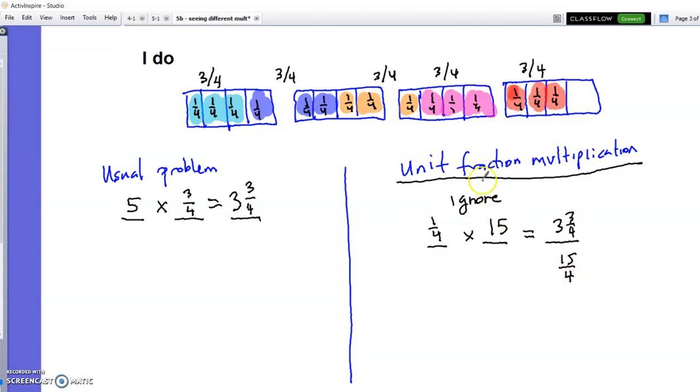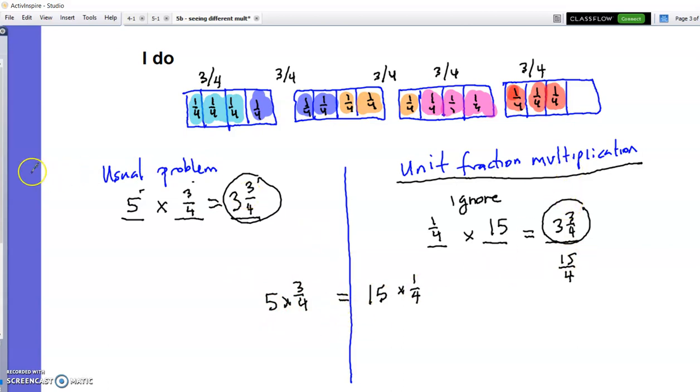Either one's okay. So I want you to be able to look at a model like this and say, okay, I can see how this would show me 3/4 times 5 with the colors. Or without the colors, it also shows me the same question of 1/4 times 15. And it shows me that those are the same. That's really what's cool about the model. It shows me that 5 times 3/4 is the same thing as 15 times 1/4. They're both going to give me the same thing, 3 3/4 or 15/4. It's two different ways to look at the same situation.